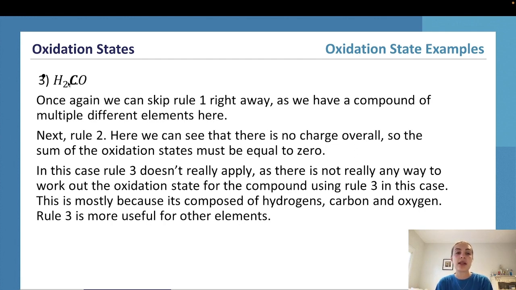Essentially, we can say that this entire molecule has an oxidation state of 0. Each hydrogen atom has an oxidation state of +1. Each carbon atom has an oxidation state of 0. And each oxygen atom has an oxidation state of -2. If we add those all up, we have +1, +1, +0, -2, and that gives us 0 overall.